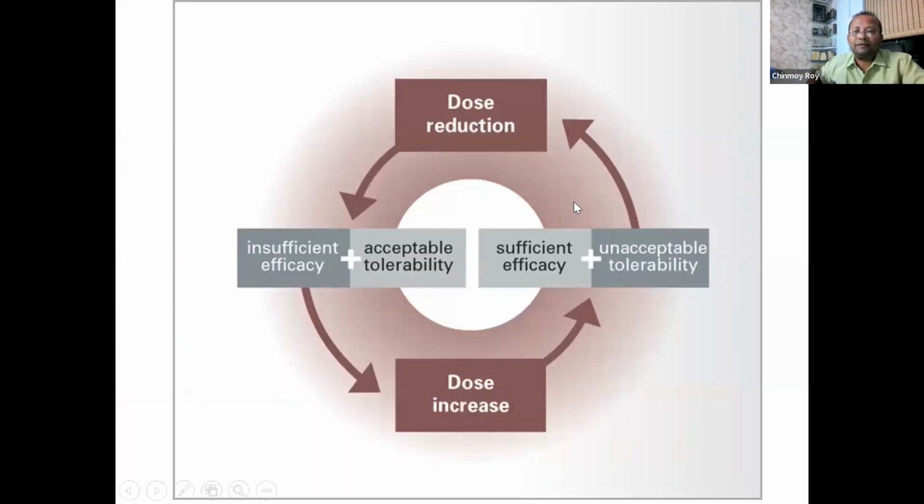One more simple strategy, just as I told you, is assessment. In assessment, if you see unacceptable tolerability, then you have to reduce the dose, and if there is insufficient efficacy, you have to increase the dose.